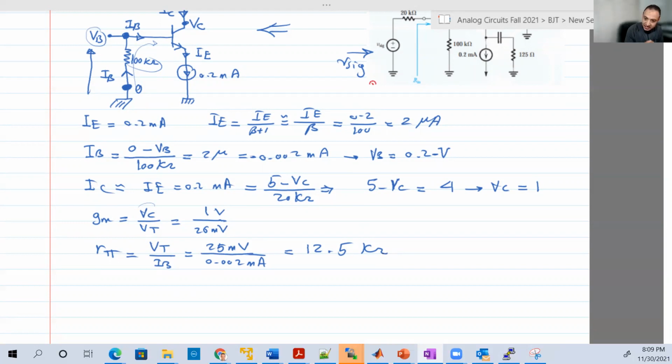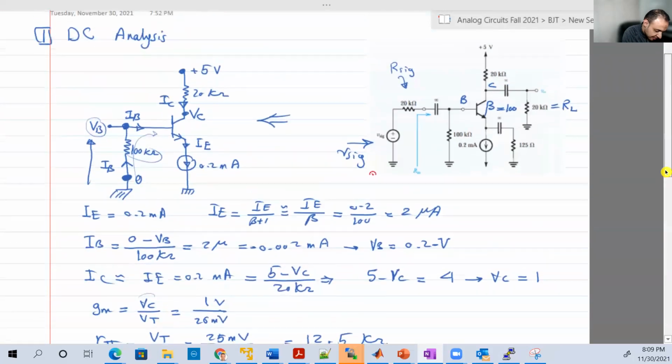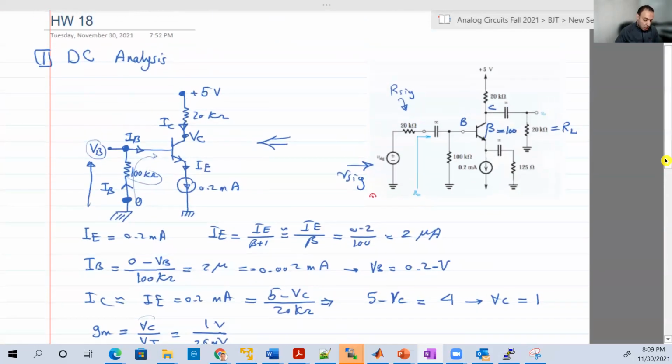That's the DC portion of this example. Let's now do the AC. In the AC analysis, we short the capacitors and we cancel now the DC sources. We have here 2 DC sources. We have the 5 volt and we have the current source, this guy here.